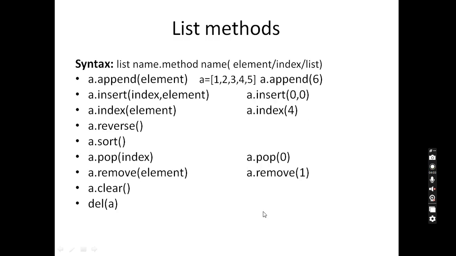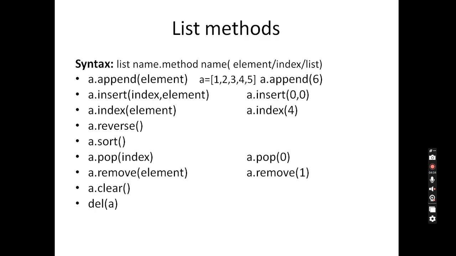Next, we have some of the methods listed here. The list method is accessed by using list name dot method name. I am going to call a method, and within the method I can pass an element, an index or a list. First is dot append. In that I pass a parameter as an element. Append is used to add an element at the end of the list.